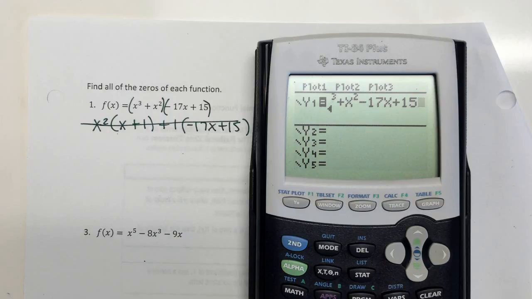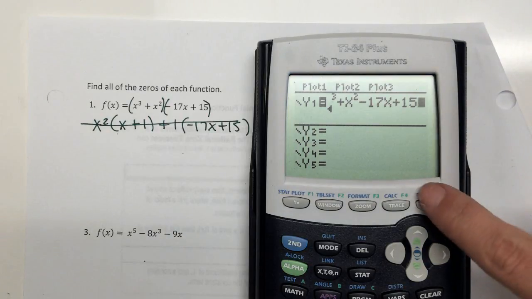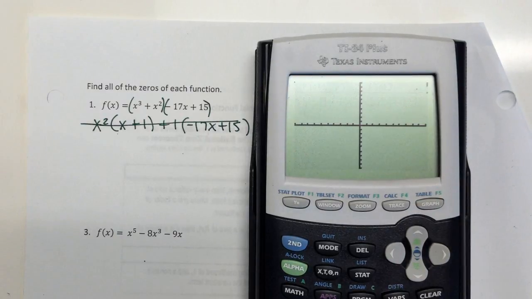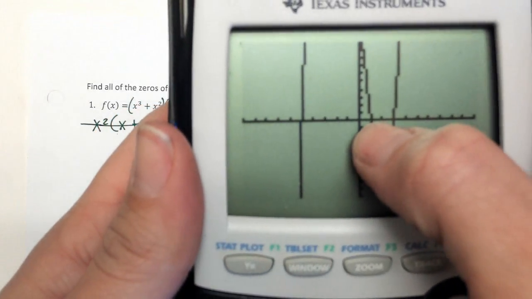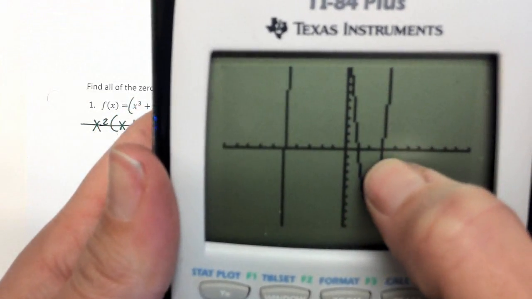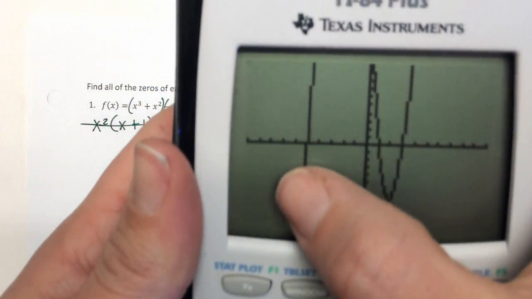Everybody's there? Hit the graph button, which is right here. And if your graph doesn't look like this, let me know. Everybody's looks like this? We're doing good. You can leave that up there. Okay, so here's what we can do here. It looks like it's crossing where on the x-axis? Tell me where it looks like right here. Maybe 1. This one maybe looks like 3. Maybe this one looks like what?